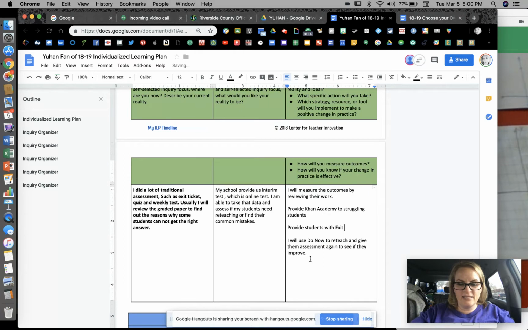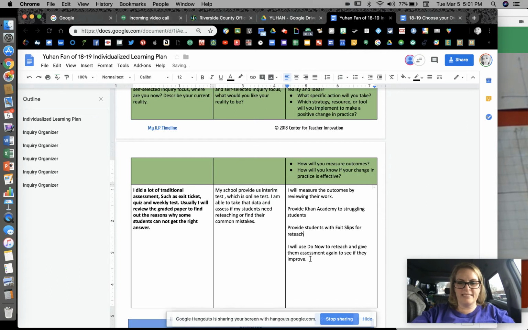I'm just adding in. Do you call them exit slips? Or exit tickets. You do call them tickets. Okay, so do I. I call them tickets too. So I just wrote that you provide students with exit tickets for reteaching.